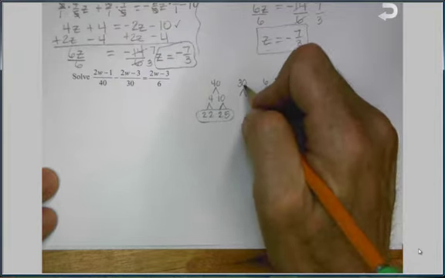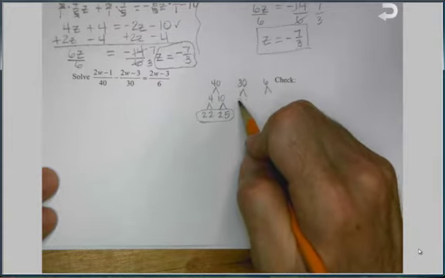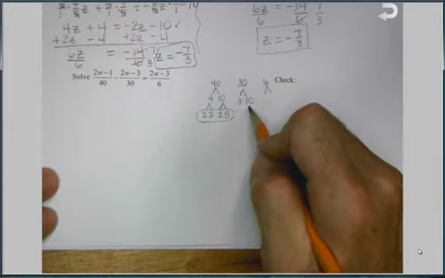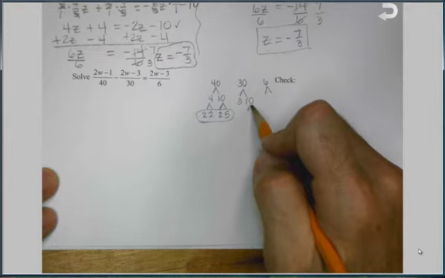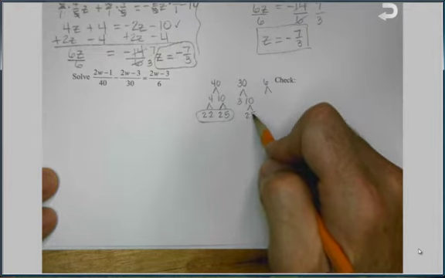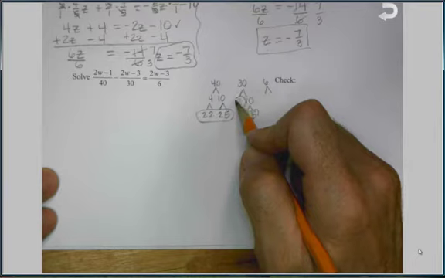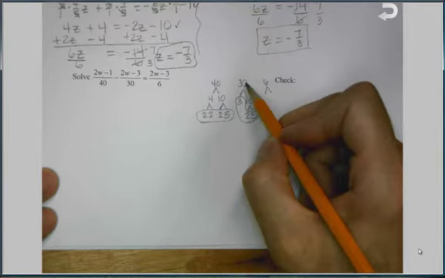Over here on the 30, I can do a similar thing. 3 times 10, and 3 is prime, so I have to stop there. 10 is the same as 2 times 5. So now I have a list of numbers that should multiply to give me 30.